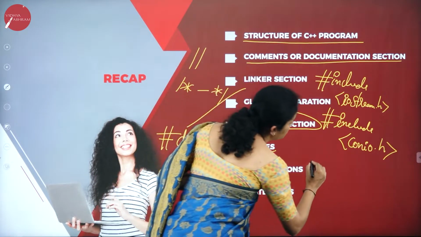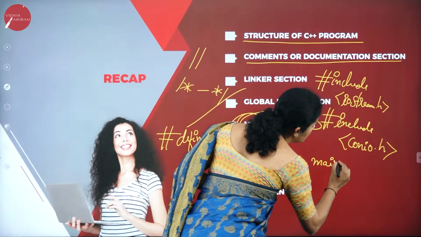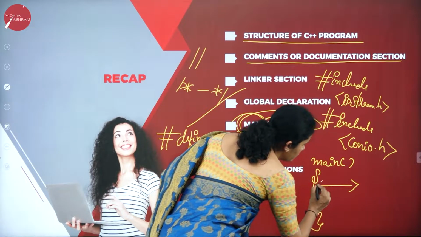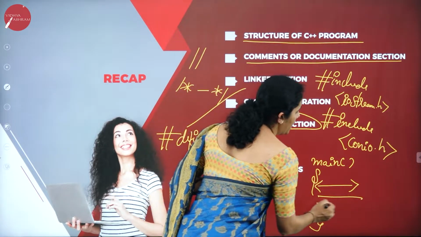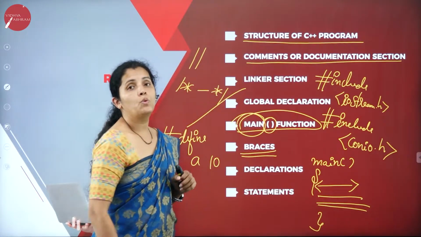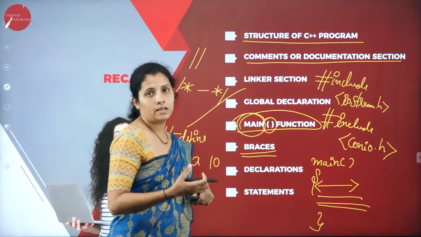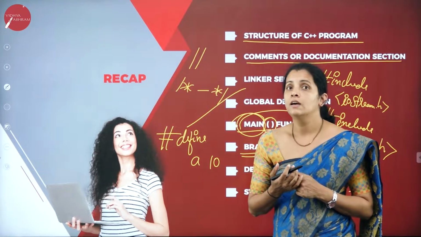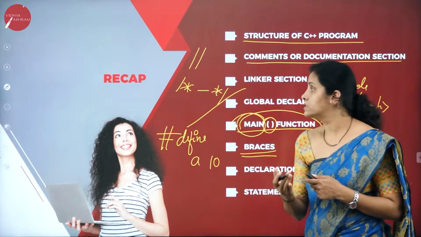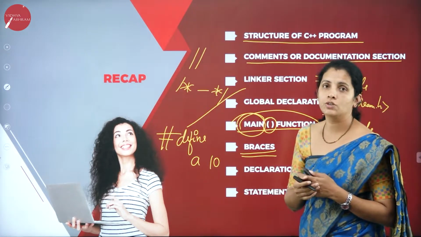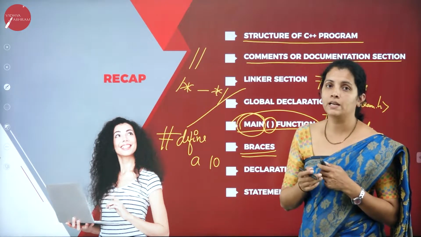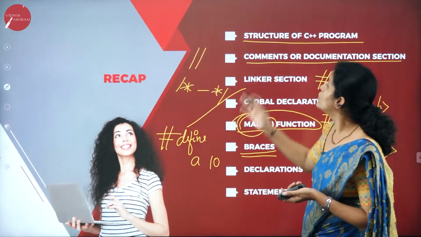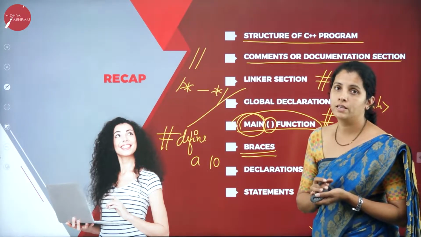That means the main function is going to include braces, and at the beginning I'm going to have the declaration statements and then the statements. So what is a statement here? Statements are nothing but instructions. When I have more than one instruction, they are treated as statements. So these are the actual structure of a C++ program. Whenever you write any C++ program, you must follow this structure.